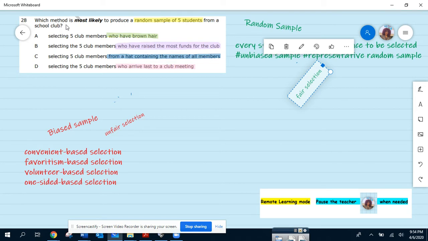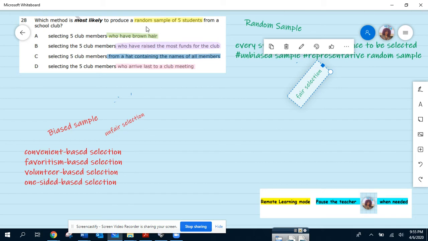Today we'll solve a problem from the Math EOC exam, this time a problem about statistics. Which method is most likely to produce a random sample of 5 students from a school class? I have four options here, and I should select the one that helps me produce a random sample. What is a random sample and what is it all about here?